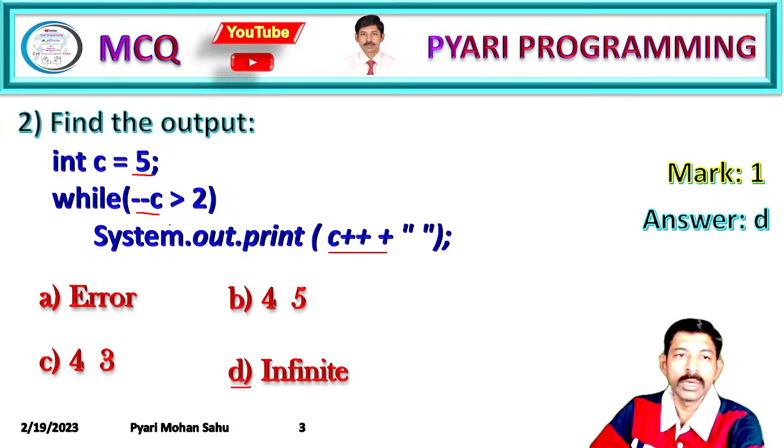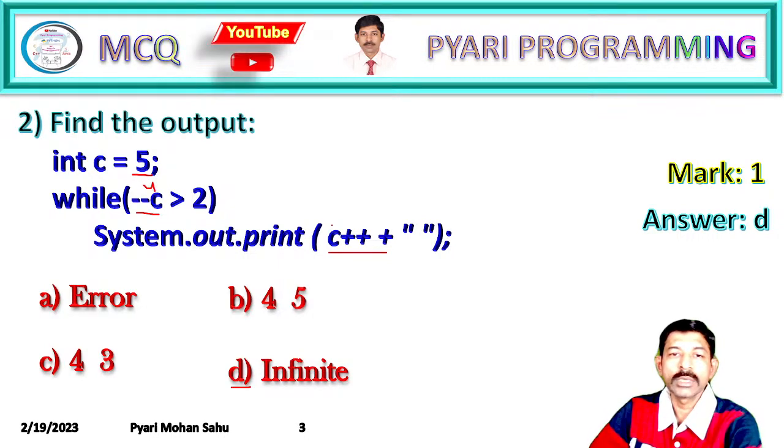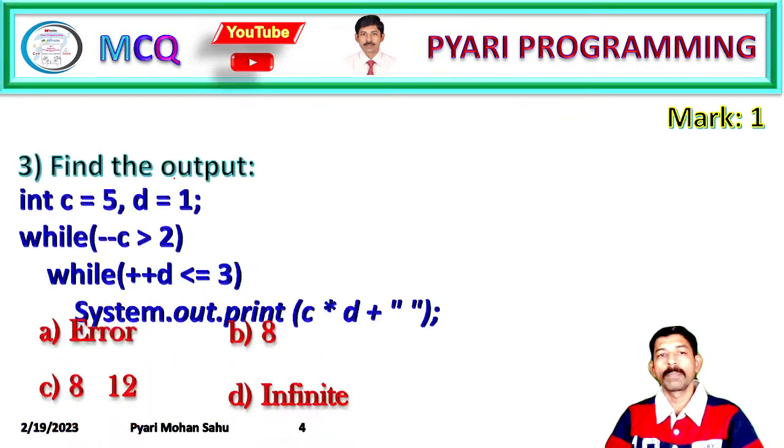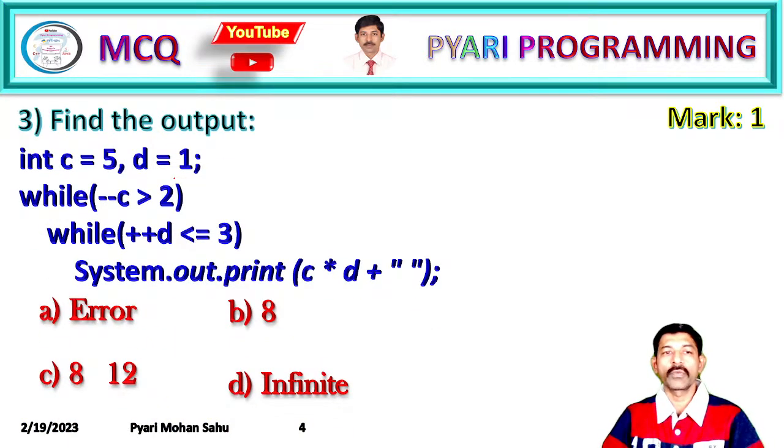Because C value is 5, minus minus, it becomes 4. Now it is using the value of C to display. But after that, C value was 4 and it is making it 5 again. So when it is coming up, it is again 5. 5 minus minus 4. So that means plus and minus are cancelled in this case. So that's why it is an infinite loop. Now next question is in front of you.